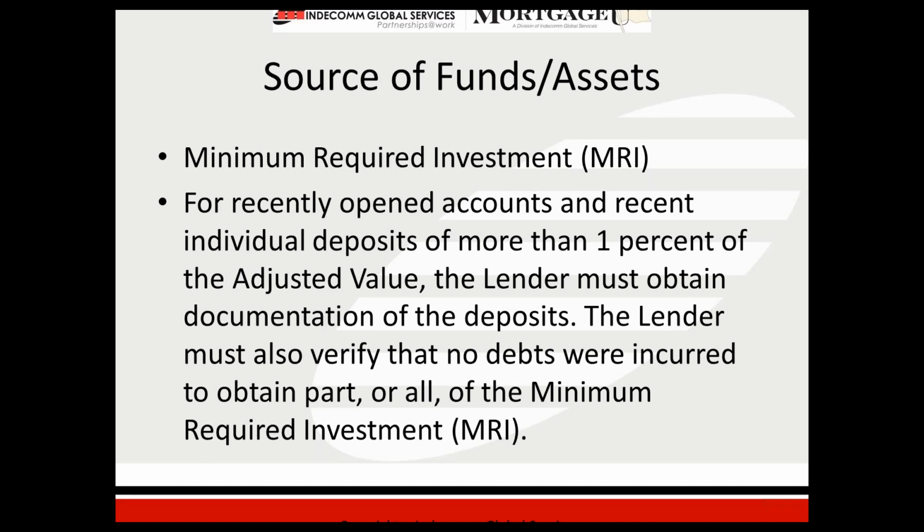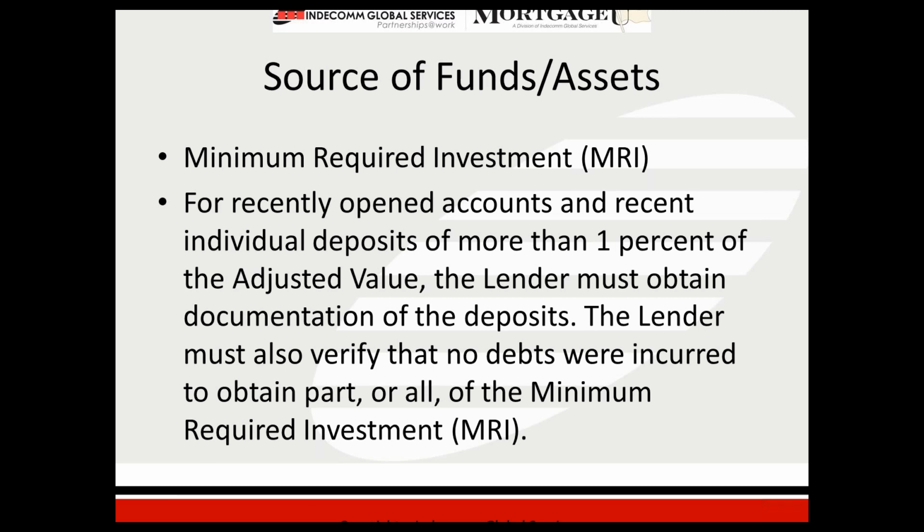So let's look back at this again. If we're doing a purchase transaction, let's say we have a sale price of $100,000 and an appraised value of $105,000. Your adjusted value would be the lesser of the sales price or the appraised value, which would be $100,000. 1% of $100,000 would be $1,000. Let's say that there's an individual deposit of $1,500. So an individual deposit exceeds 1% of the adjusted value. Therefore, you must obtain documentation of the deposit and make sure that no debts were incurred to obtain their minimum investment requirement.